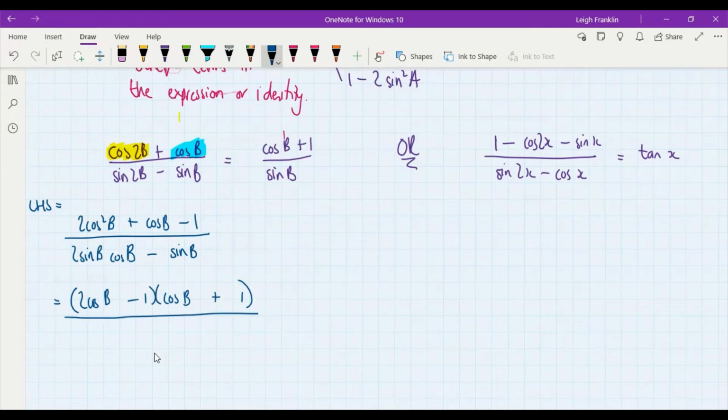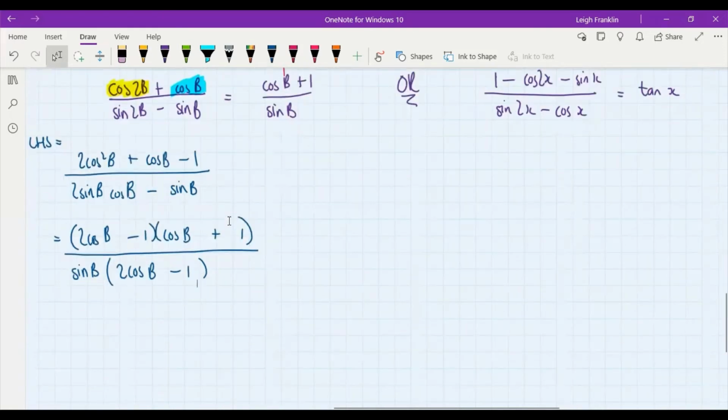And at the bottom, I'm going to take out sine b as a highest common factor. And that leaves me with, look here, 2 cos b minus 1. Works out beautifully, doesn't it? Okay, so now I've factorized. All my pluses and minuses are inside the brackets. Can you see how nicely combining cos 2b as 2 cos squared b minus 1 with cos b has given us this lovely trinomial in the numerator. And now we're able to factorize.